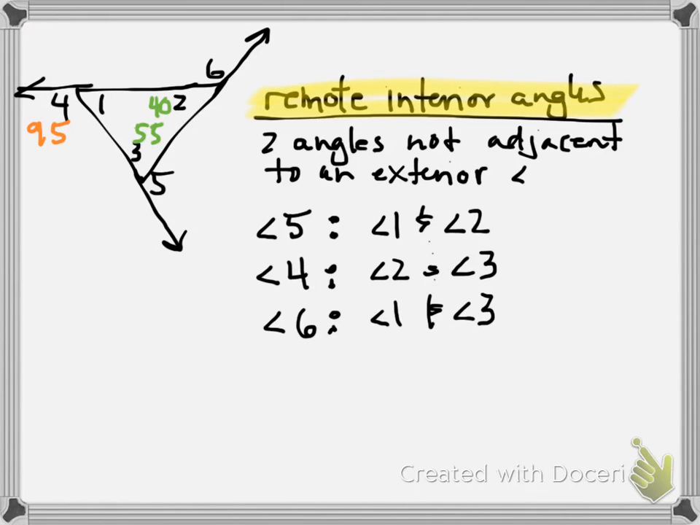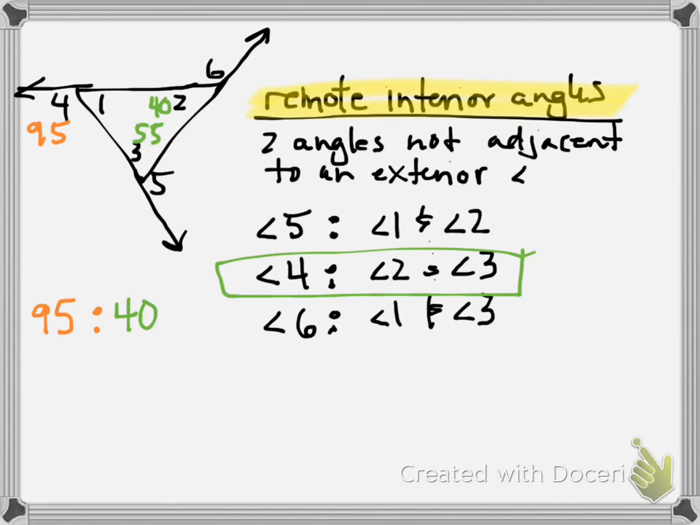So what do you think is interesting between, so we're looking at this relationship. What's the measure of angle 4? 95. And what was the measure of angle 2? 40. And the measure of angle 3 is 55. Okay, so look at your numbers, 95, 40, 55. What do you notice?